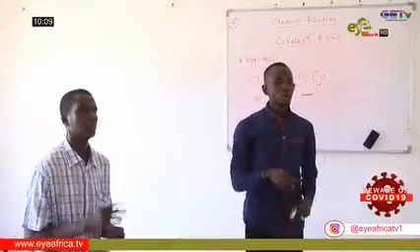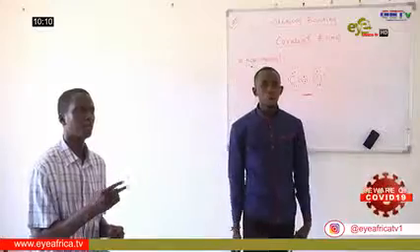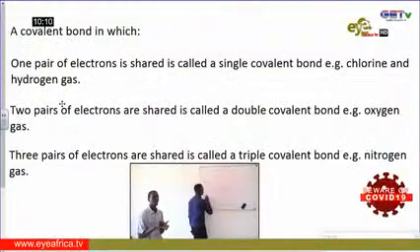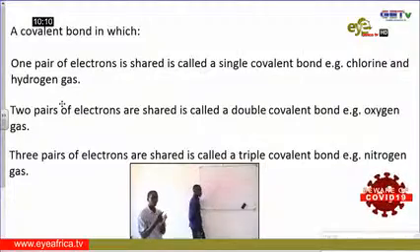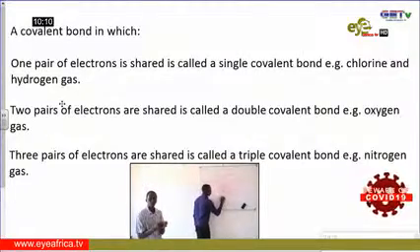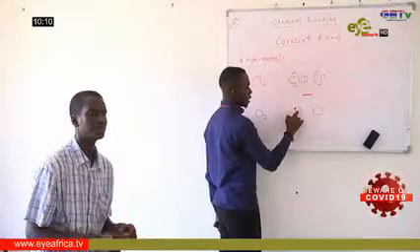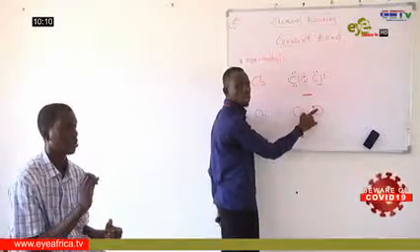A covalent bond in which 2 pairs of electrons are shared is called a double covalent bond. For example, we have oxygen gas. Now we can have O, we can have O. So oxygen has a valence of 6. This atom also has a valence of 6.